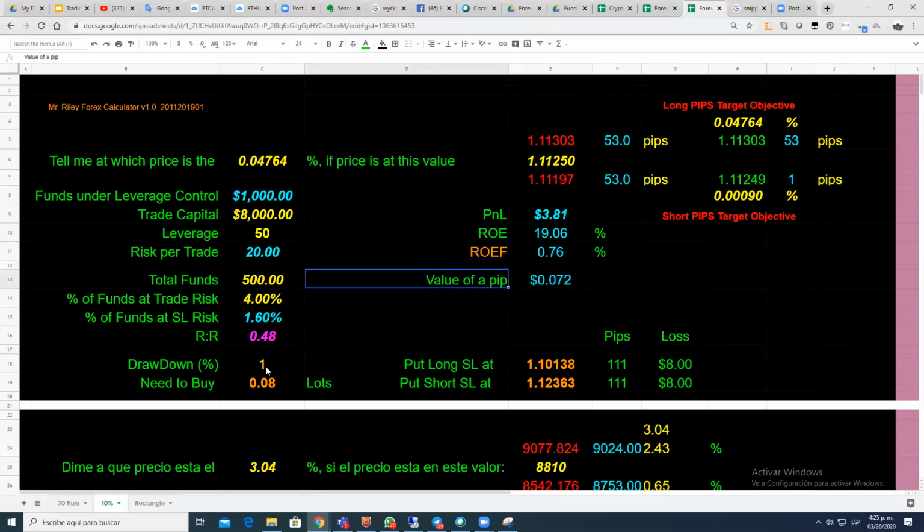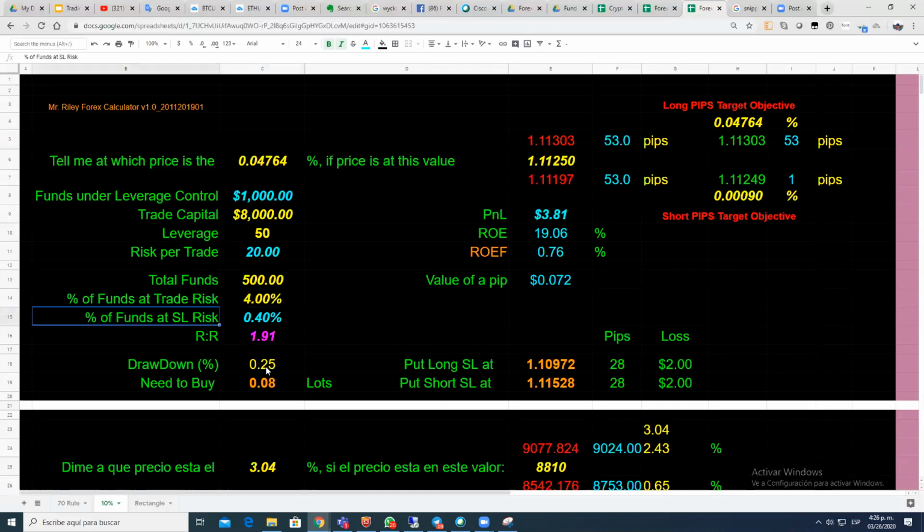So I can accept 0.5 over here. 0.25 over here. It's getting better. Now my risk to reward is around 2.